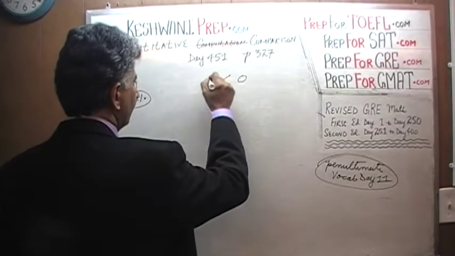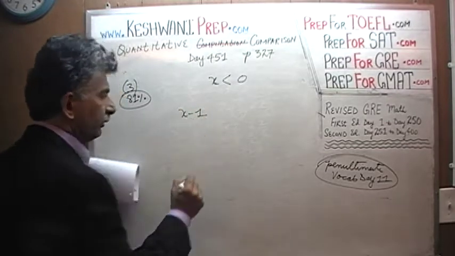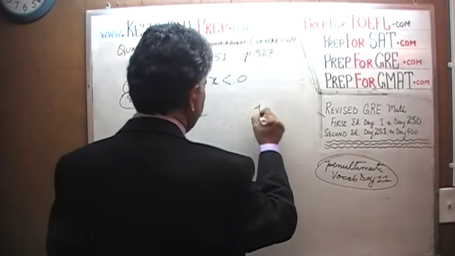What we are being told is that x is less than 0. X is less than 0. What we are being asked to compare are two quantities. In column A we have x minus 1. In column B we have 1 minus x.